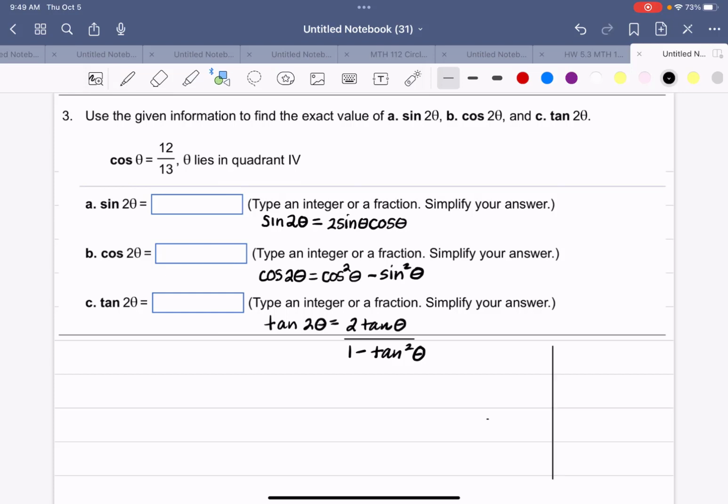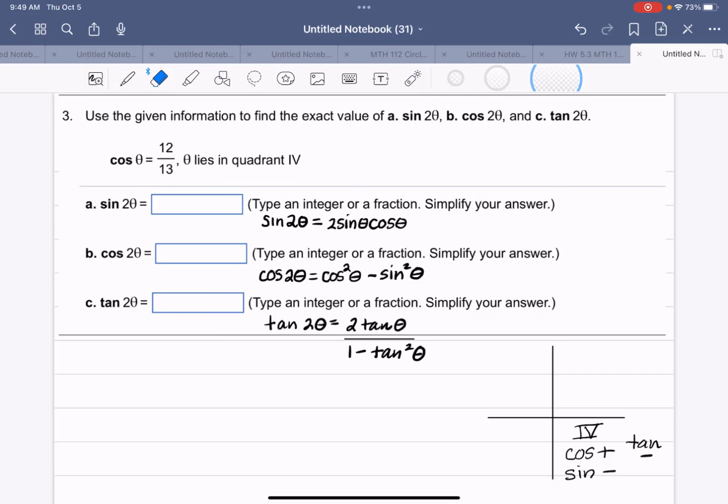So first of all, let's look at signs. We're looking at the fourth quadrant, and down here, cosine is positive and sine is negative, meaning tan is also going to be negative.